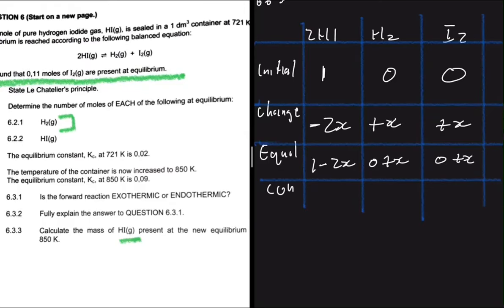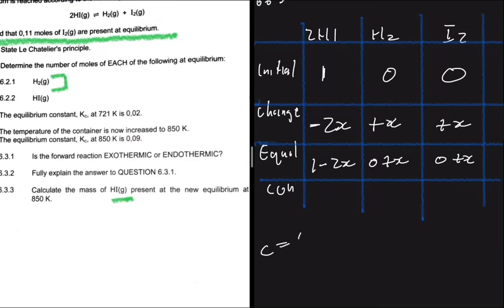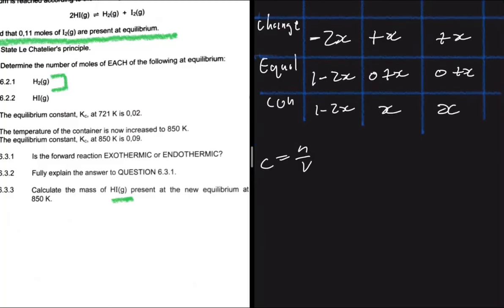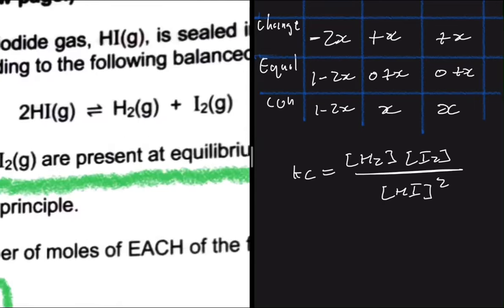And now we move to the concentration. The volume is 1, and we know that concentration is equal to number of moles divided by volume. So the concentration will just be 1 minus 2x, x, and x again. Now we have our concentration at equilibrium in terms of x. We can go ahead and set up our expression for Kc. It will be the concentration of H2 multiplied by the concentration of I2 divided by the concentration of HI squared. We're squaring that because our coefficient here is 2.